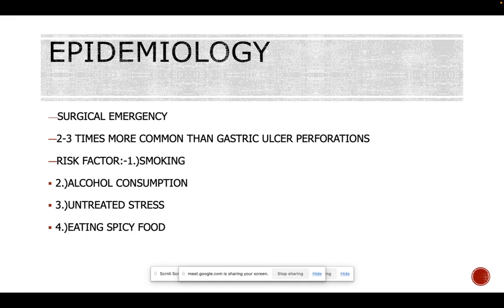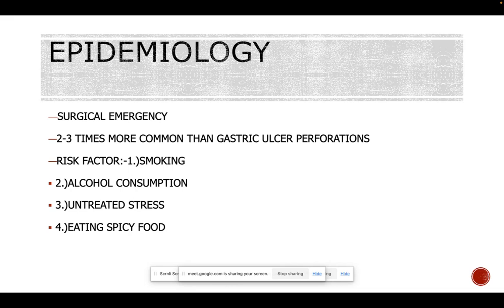So now the epidemiology. In duodenal ulcer, epigastric pain arises 45 to 60 minutes after the meal, or nocturnal pain relieved by food, antacid, or sometimes vomiting. Radiography or endoscopy will demonstrate an ulcer in the duodenal bulb, and in 70% of the cases, it is caused by the Helicobacter pylori bacterium, and in 20 to 30% of cases, it occurs because of non-steroidal anti-inflammatory drugs. It is a surgical emergency. It is 2 to 3 times more common than gastric ulcer perforations.